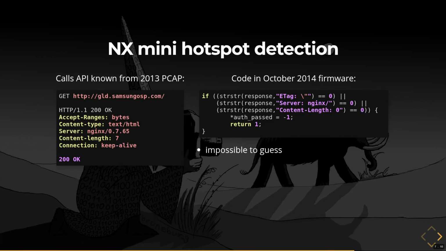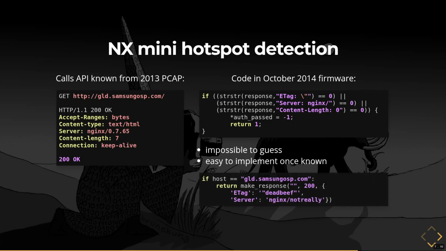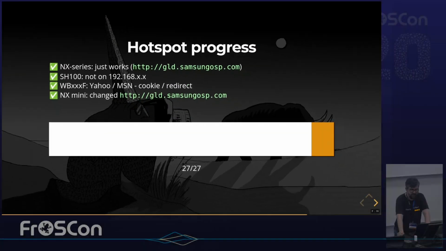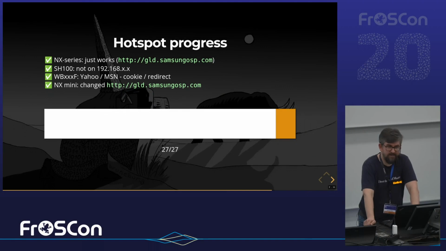So really not having the firmware binary made it impossible to re-implement that. But once I had it, it was really, really easy. So these 4 lines are generating the correct response that the camera expects. And we did it. Hotspot detection works now on all 27 camera models.